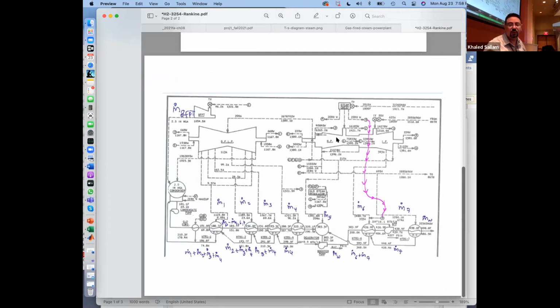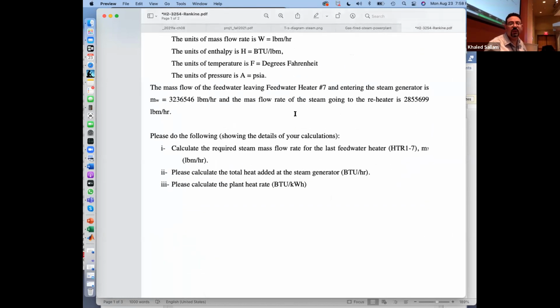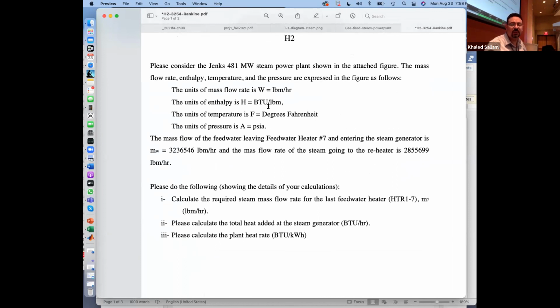And again, it goes to the high pressure and then goes back to reheat and comes back from the reheat, goes into the intermediate pressure, and then from the intermediate pressure goes to the low pressure, and then goes to the condenser, and then a bunch of feed water heaters until it leaves. Right? And it's telling you how to read it. What is W and what are the units, basically.